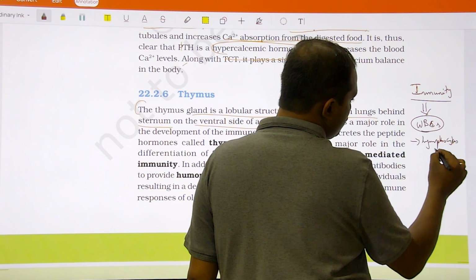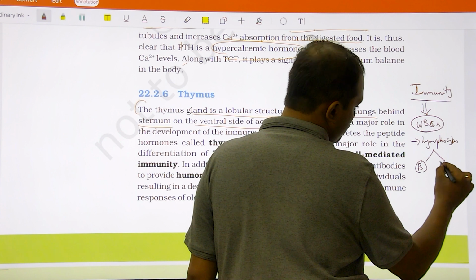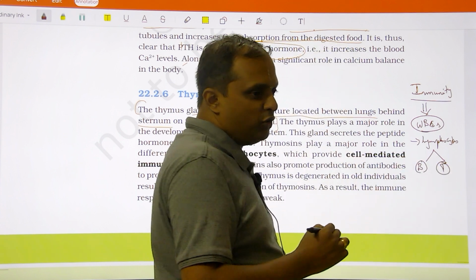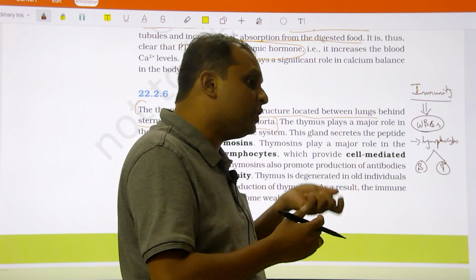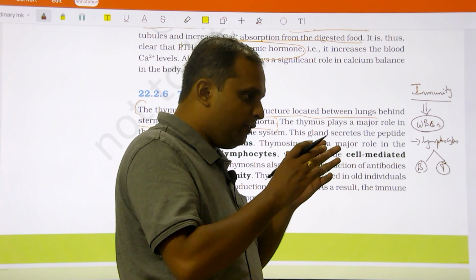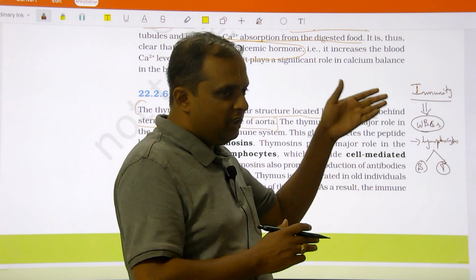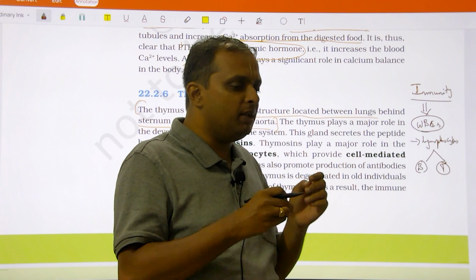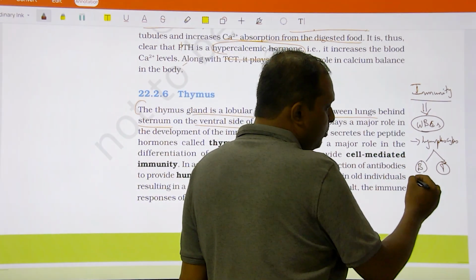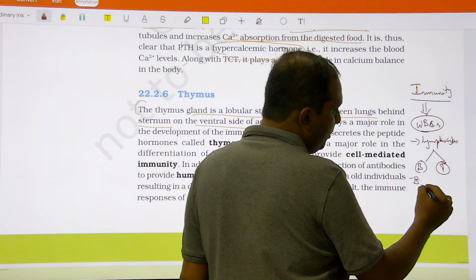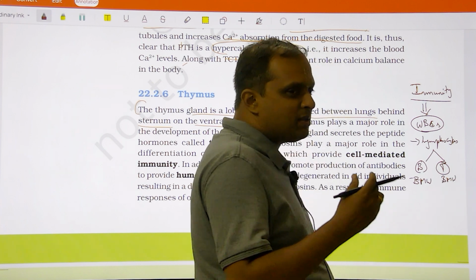Lymphocytes can be of two types. One is the B lymphocyte, the other is the T lymphocyte. Why is it called a B lymphocyte? Because generally lymphocytes or any other blood cell will be produced in bone marrow. Not only WBC, even RBC and platelets, every cell is produced in bone marrow. The B lymphocytes are produced in bone marrow, but you also have something called a maturation site.